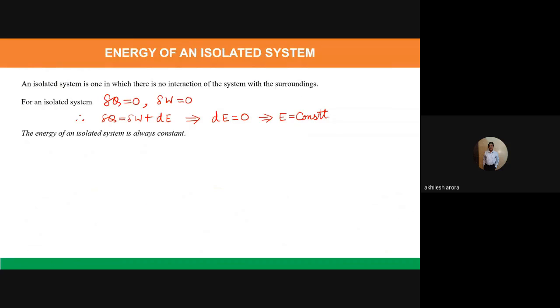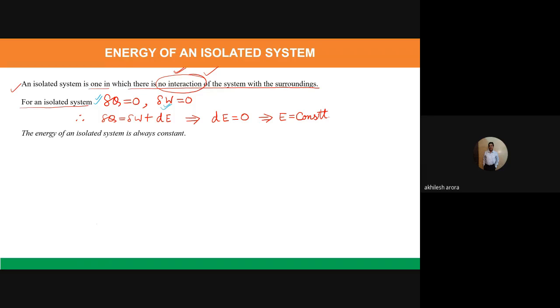Now let us talk about the energy of an isolated system. We discussed the isolated system in the first lecture. What is an isolated system? An isolated system is one in which there is no interaction of the system with the surroundings. No interaction, just remember this. So for an isolated system, what will be the value of delta Q? The value of delta Q will be equal to 0 because it is not interacting with the surroundings. So there is no heat transfer. When it is not interacting with the surroundings, the value of delta W will also be 0. That means there is no work transfer.